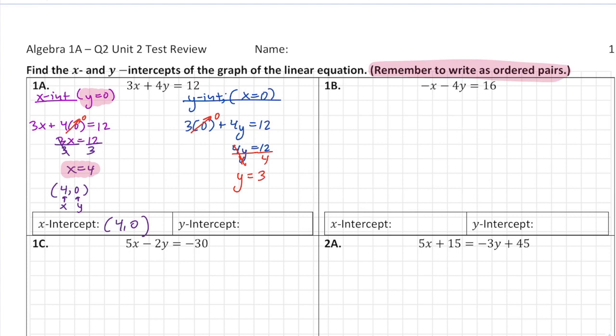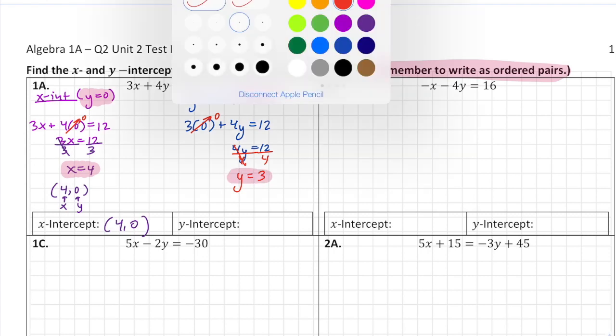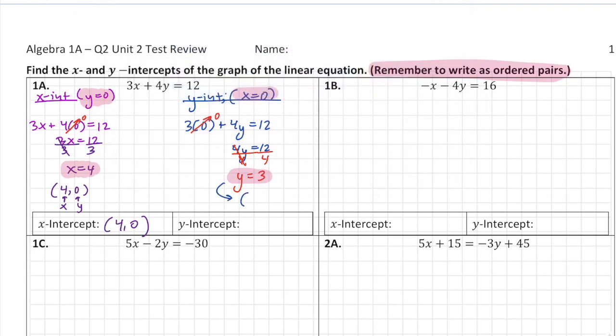Now remember that we said our x was equal to 0 and we found our y to be equal to 3. So this corresponds to the ordered pair 0, 3.